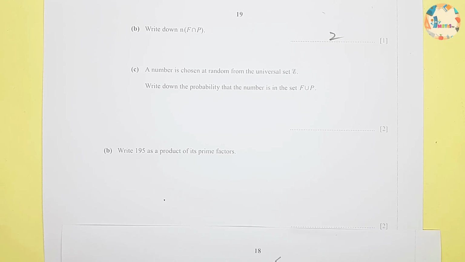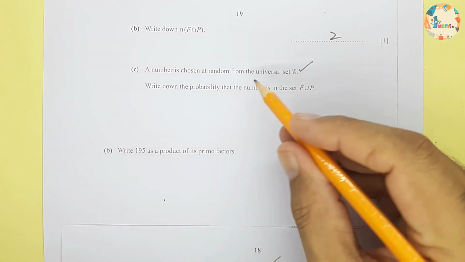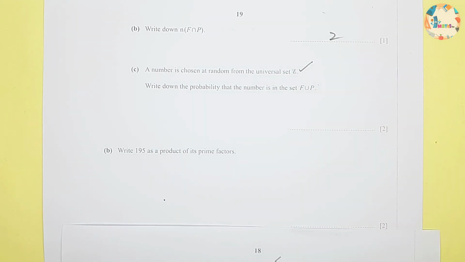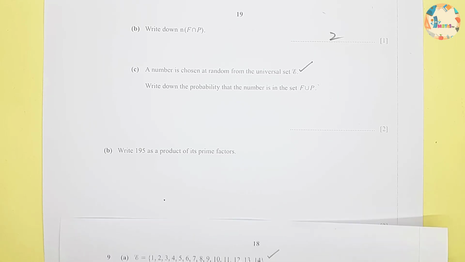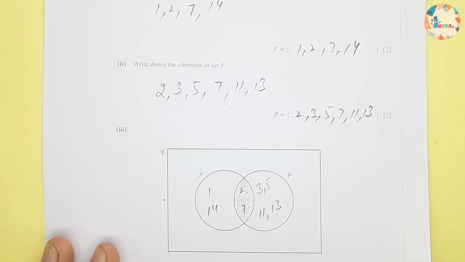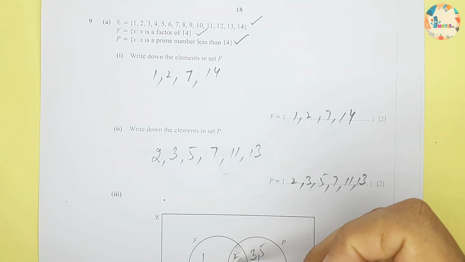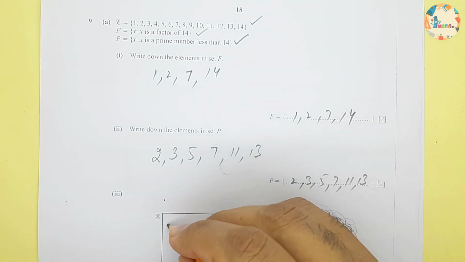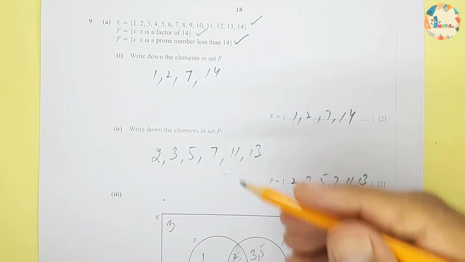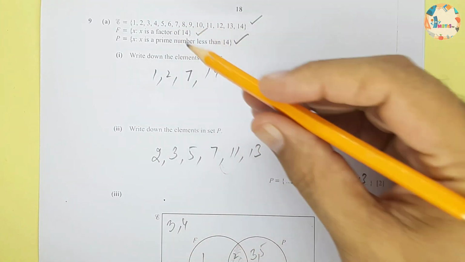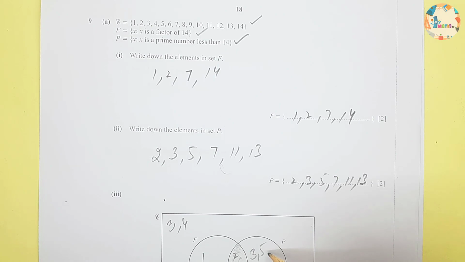A number is chosen at random from the universal set E. Write down the probability that the number is in the set F union P. We have to check F union P against the universal set. 1 is already covered, 2 already covered, 3 is not there, so 3 is outside. 4 is also not included, so we'll write 4 over here. 5 is already taken. 6 is not taken, so we'll write 6 over here.